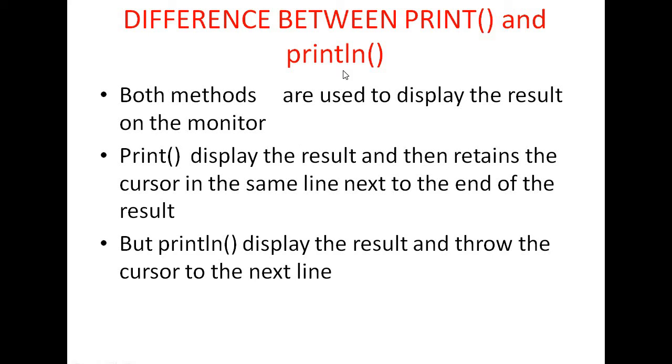That means the println method works like the \n that is present in C and C++. \n is also present in Java. You can use \n in the print method if you want to throw the cursor to the next line. So both print and println methods are used to display the result on the monitor. But the print method prints the result and places the cursor on the same line. But the println method displays the result and after displaying the result throws the cursor to the next line.